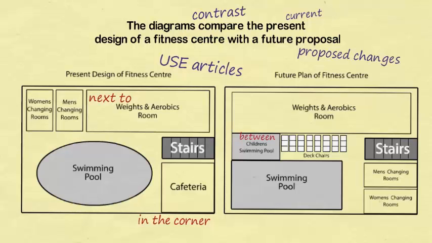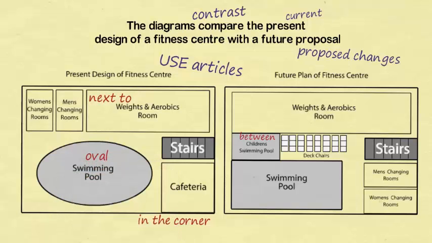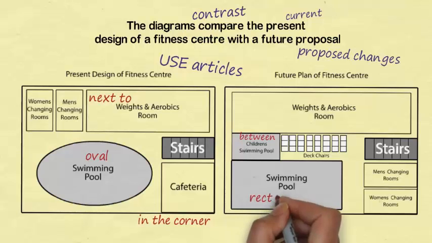With a diagram or a map, you're also going to have to think about the shapes, and it's important that you get them right. The two that we're showing here now are oval and rectangular. We could say, for example, that the cafeteria is a square shape.